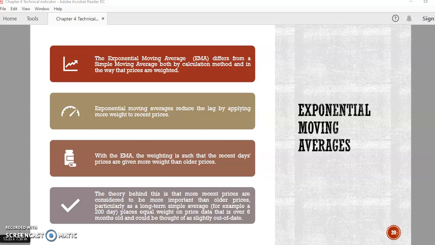As I explained in the simple moving average, for example, if you use a 50-day moving average, there is a 50-day lag on the moving average. So it may result in a lagging indicator or lagging signal. The EMA will reduce that lag by putting more weight on recent prices. The theory behind this is that more recent prices are considered more important than older prices, particularly as a long-term simple average, for example 200 days, places equal weight on price data that is over 6 months old and could be thought of as slightly out of date.